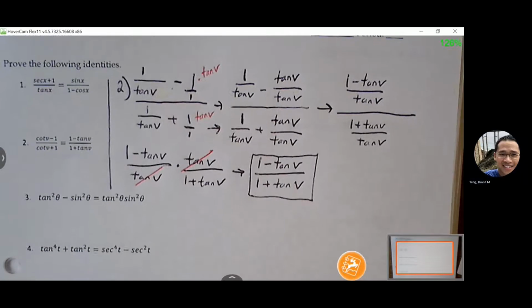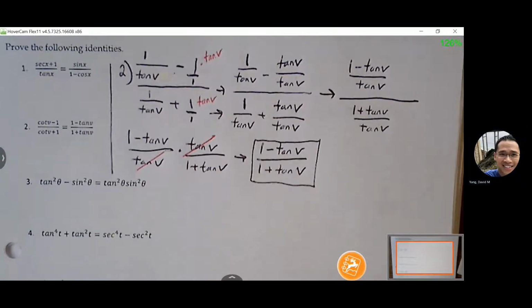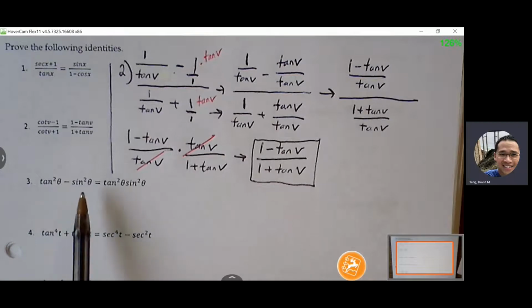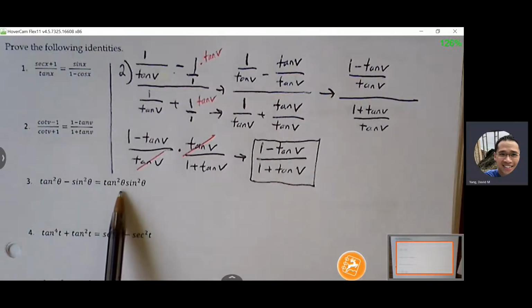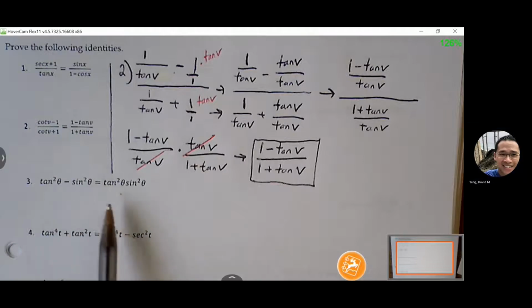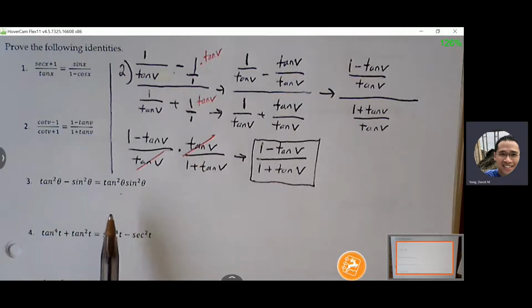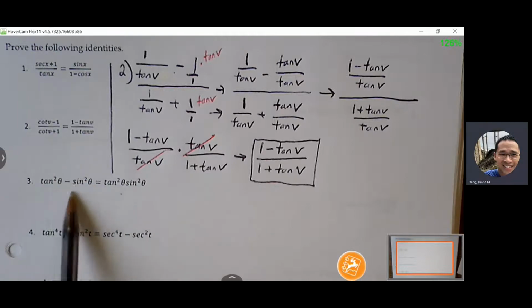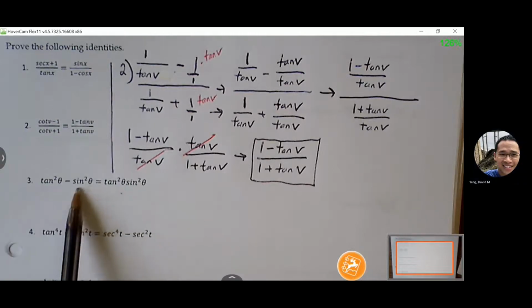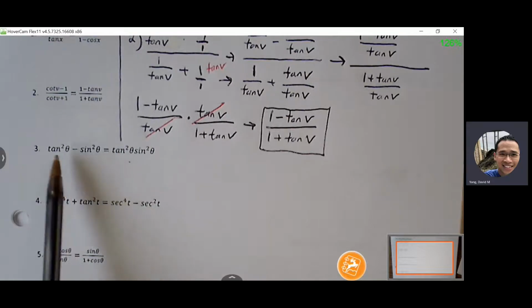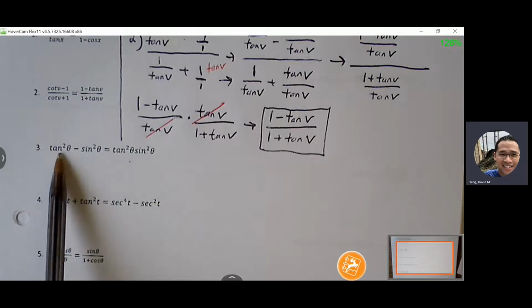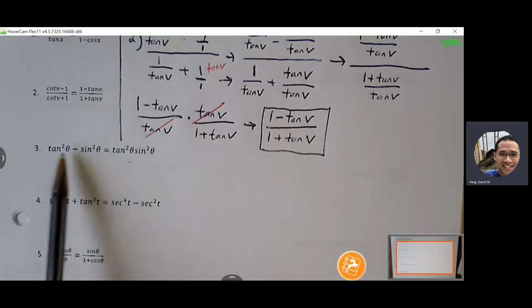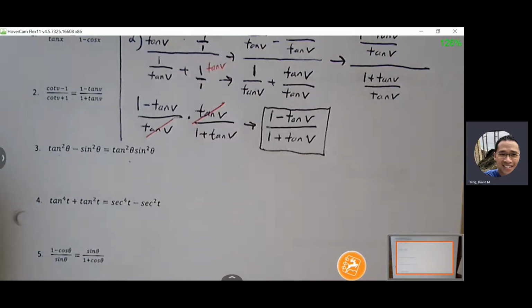Okay. Number 3. Tangent squared minus sine squared equals tangent squared sine squared theta. So let's see here. I see tangent squared on the right. I want to find a way to combine these together. But maybe the best way to do that is get sines to show up, because I know that I can play with tangents. I know tangent can be represented in terms of sine, so what if I just make that conversion and see what happens there?